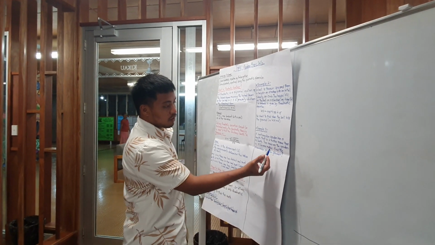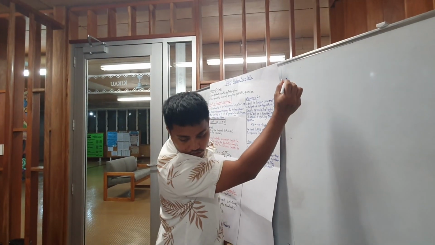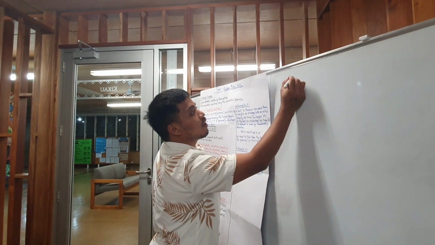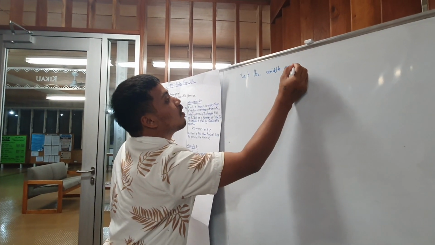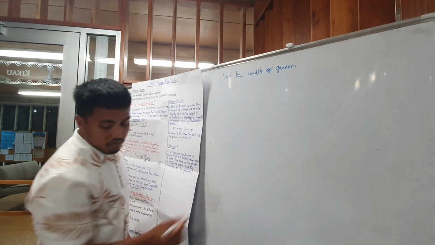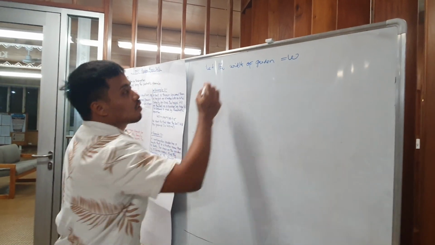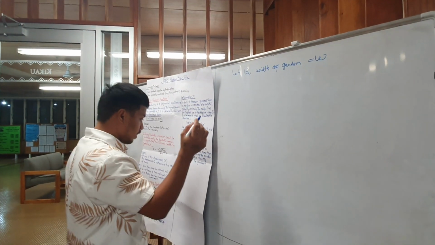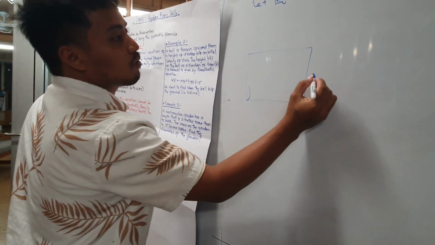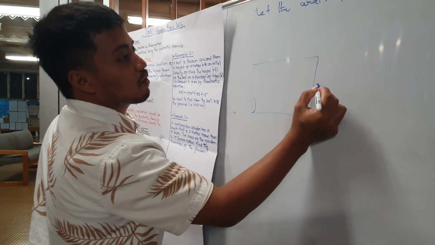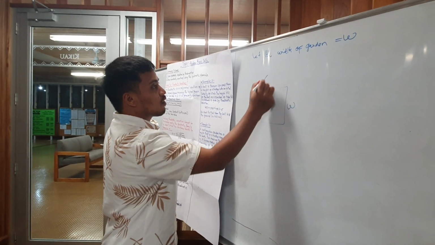We let the width of the garden be W. So we have the length of the rectangle. This is the rectangle, so we have a width here and the length here.